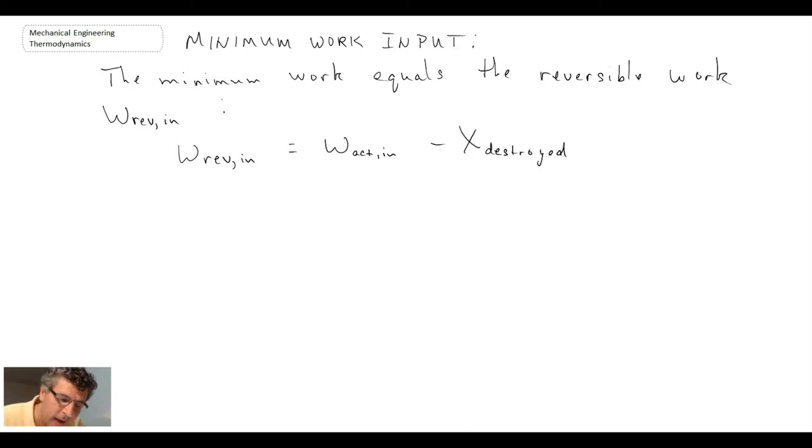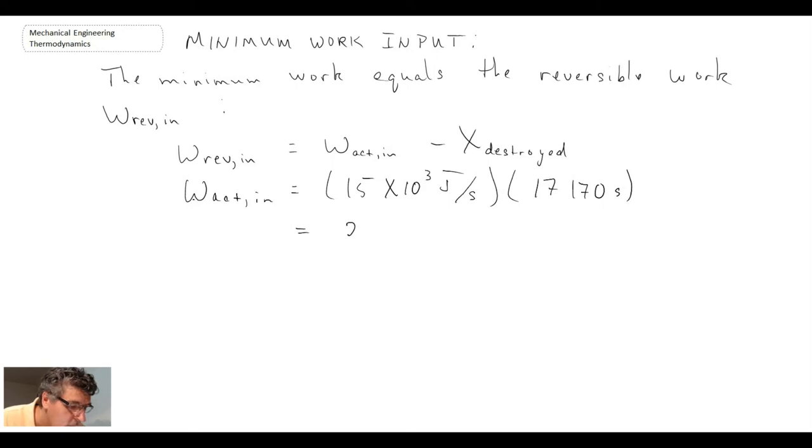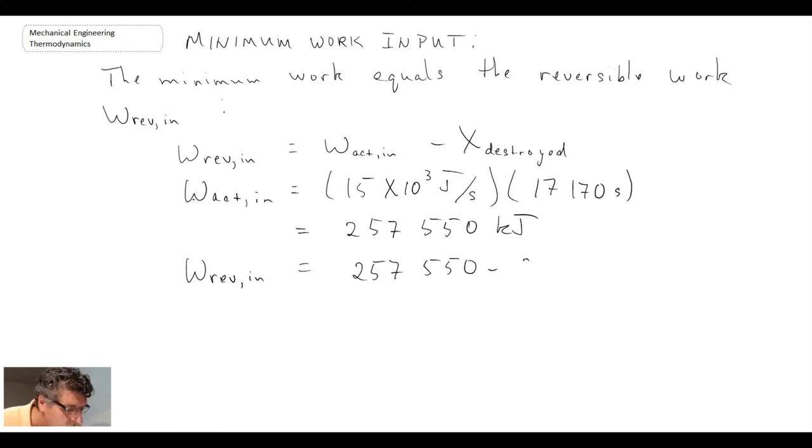Let's evaluate the actual work in. Remember, we had the electric resistance heating device. That's where our work in is coming from. We get that for our actual work in. Now plugging this in, we get the reversible work in, and we know the exergy destroyed because we've just evaluated that in part B of the problem. And what we find is the reversible work in is equal to minus 35,372 kilojoules.